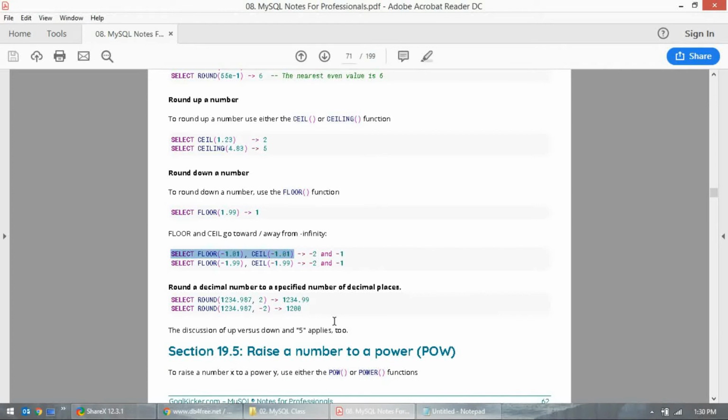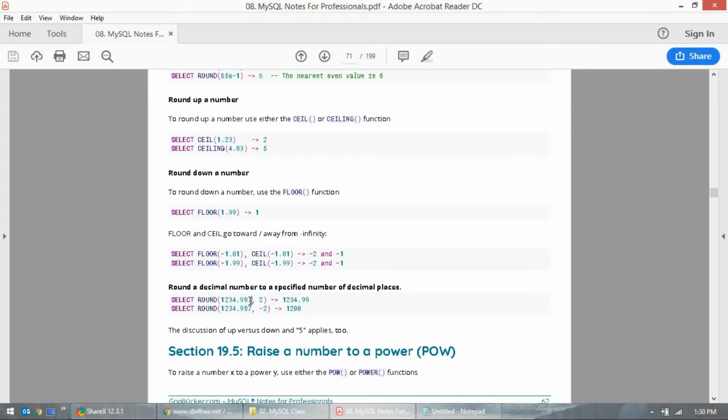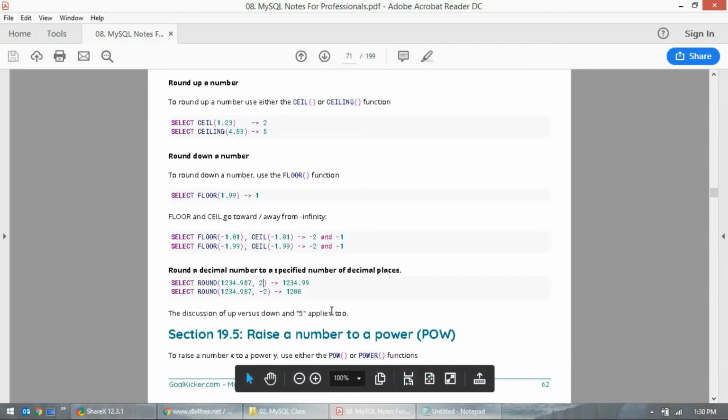You can use the round option to round a decimal. You can round a decimal to 2 digits, so this becomes 9. Or if you want 3 digits, it will become 6. This becomes 8. The number denotes how many digits after the decimal point should be rounded. So that's what this number denotes.